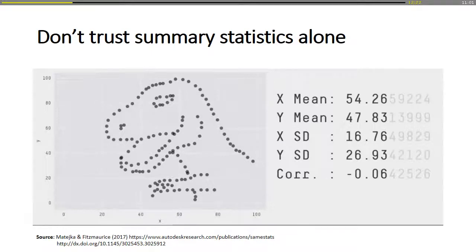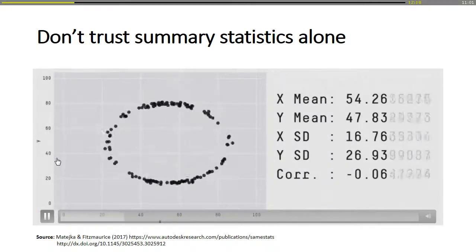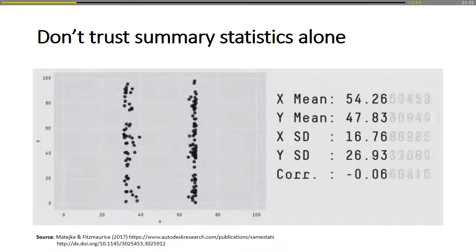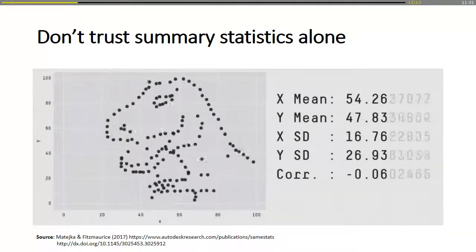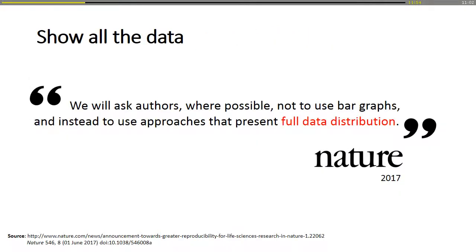Here we have some data. If I click play, all these different data configurations have the exact same mean for both the x and the y axis. They have the exact same standard deviations, and they have the exact same correlation statistic. So just reporting a correlation statistic, I don't really know whether it's a vague straight line or whether you've just drawn a dinosaur, but this is why we tend to always request that type of information.